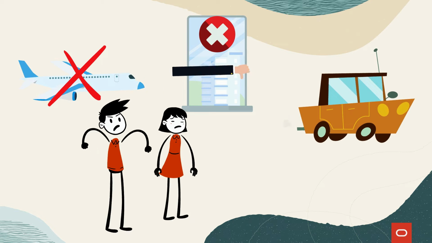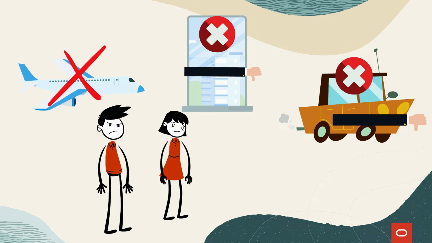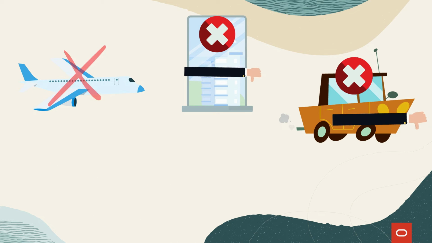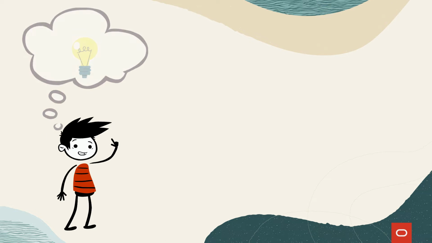Well, since my flight has been cancelled, what good is my hotel and car reservation? The flight reservation cancellation should automatically trigger an alert or some mechanism that should cancel my hotel and my rental reservation, isn't it? This is where the concept of Oracle Sagas come into picture.